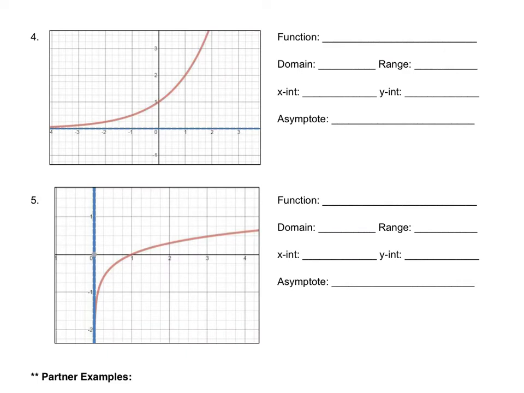Alright, next example. Notice that on here you can see that there's an asymptote drawn in. So this is going to be either an exponential or logarithmic. We are exponentially growing here, so this is an example of an exponential function. And then the asymptote is going to be y equals 0.